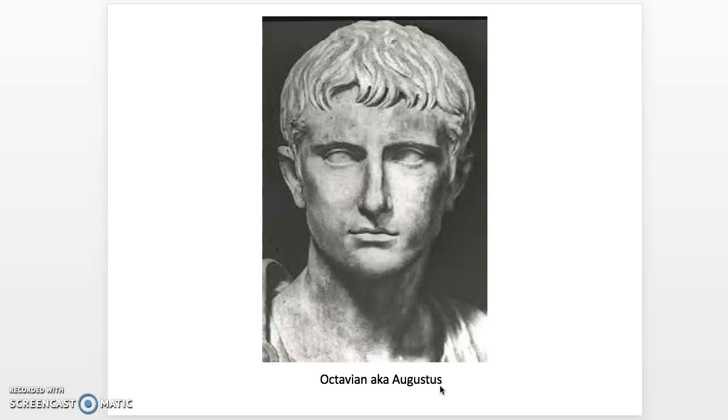But his reign as emperor was a peaceful and prosperous period known as Pax Romana. It starts in 27 BC and goes for the next 30 to 40 years of his rule.